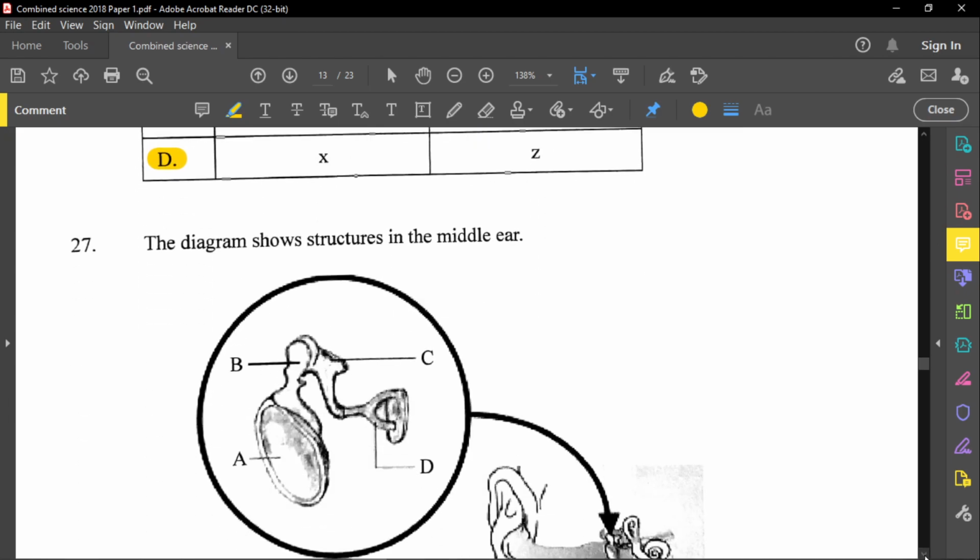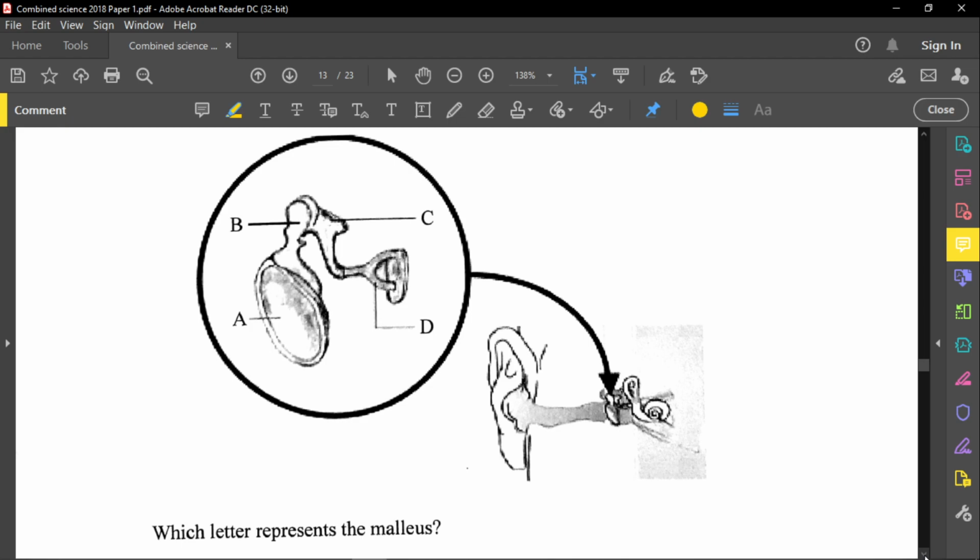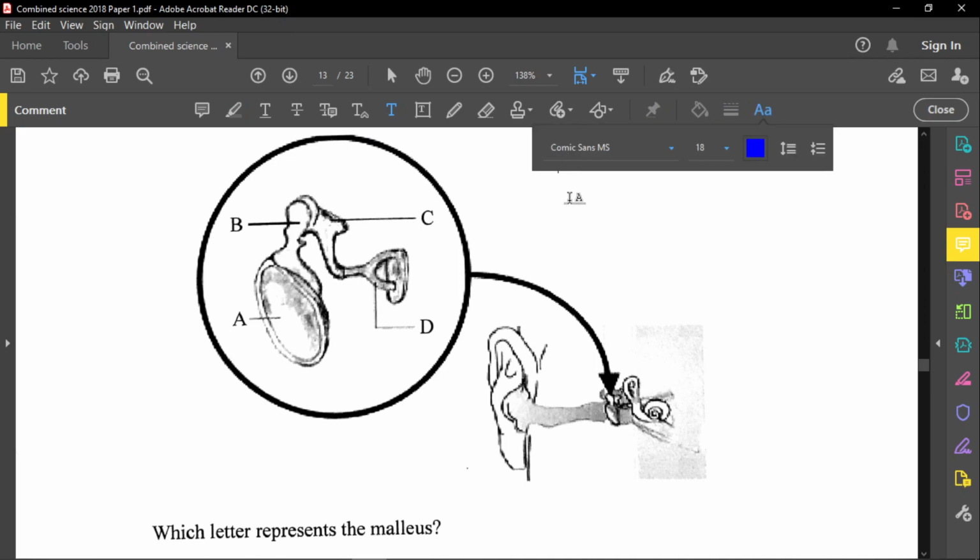It says the diagram shows structures in the middle ear, and which letter represents the malleus. Now I'm going to tell you that the easy way to remember the 3 smallest bones in the body, which are found in the ear, is HAMIS. So I'm putting it right here: H, A, M, I, S.